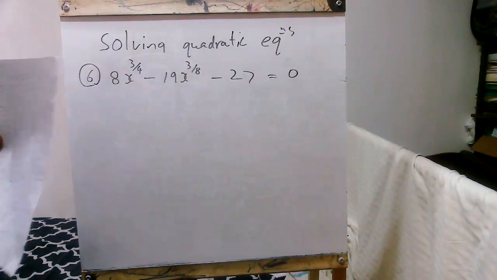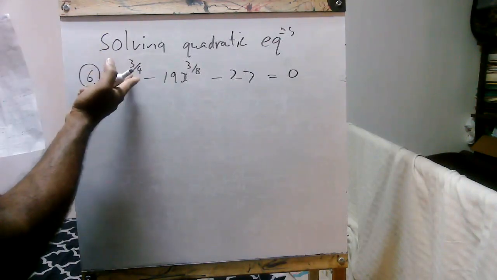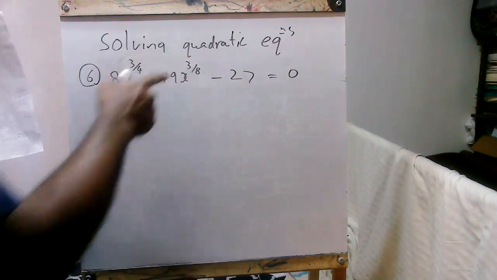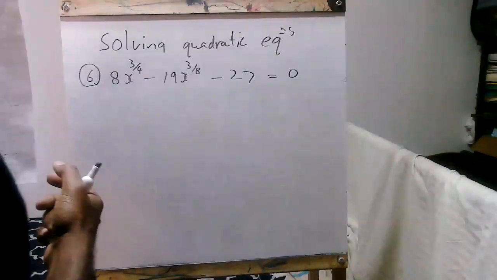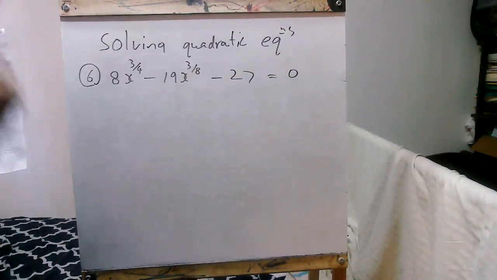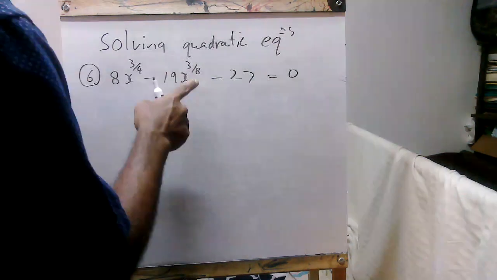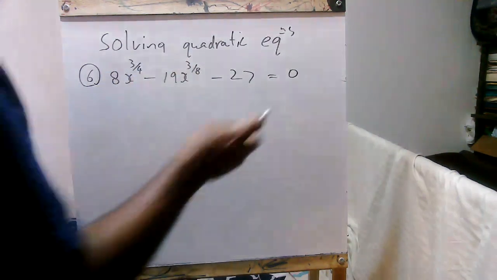Now at a glance this equation looks horrible, isn't it? This is a fraction and this is a fraction. Exponents, they both are fractions and they're not the same. It looks horrible, right? But if you think a little bit, now if you square this exponent 3 over 8, what do you get?